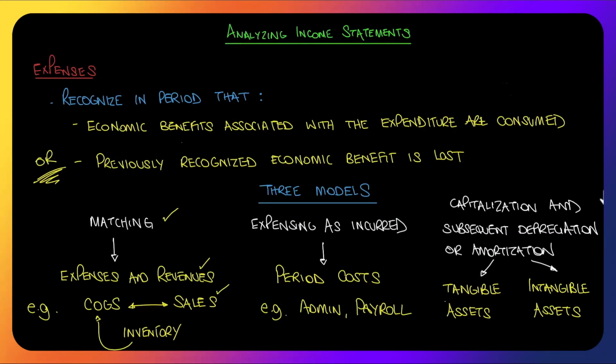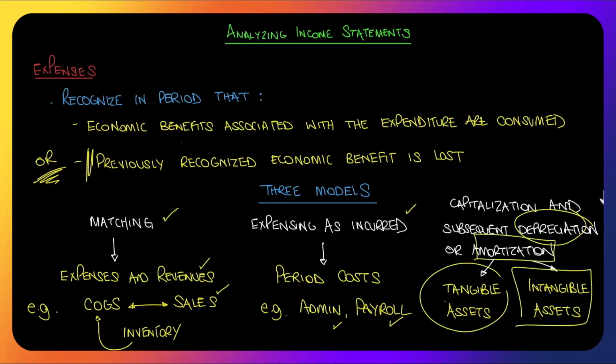Expensing as incurred, admin and payroll. The period costs. We got the benefit, we spent it, put them through this period. Finally, and this comes to our second point, capitalization and subsequent depreciation. So depreciation for tangible assets, or amortization for intangible assets.